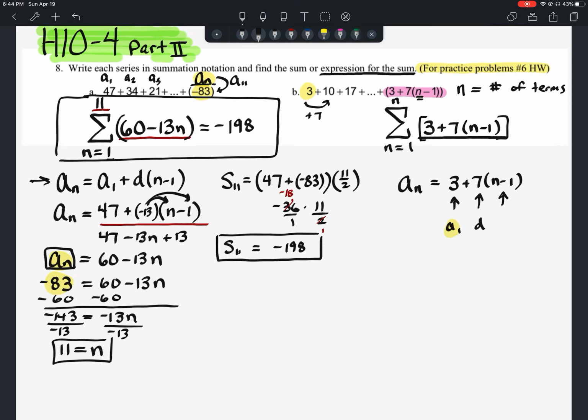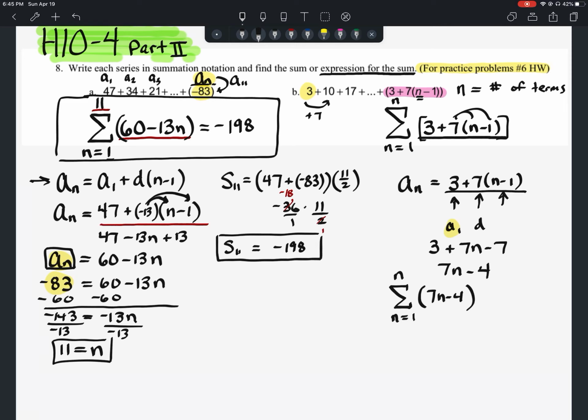Or if you don't like that form of it, you could simplify this expression down to, right, we could say 3 plus 7n minus 7 if we distribute the 7 through and then combine our like terms to get 7n minus 4. So you could also have that in there. You could say sigma notation, our sum is going to be from the first term to the nth term of 7n minus 4. Both of those are correct for your summation notation.